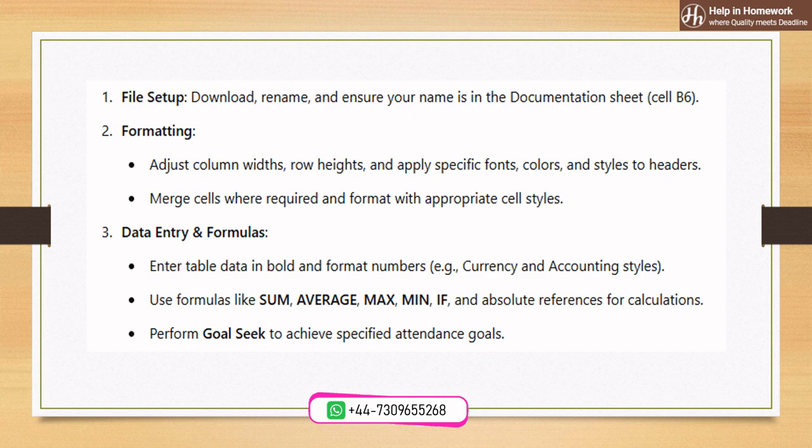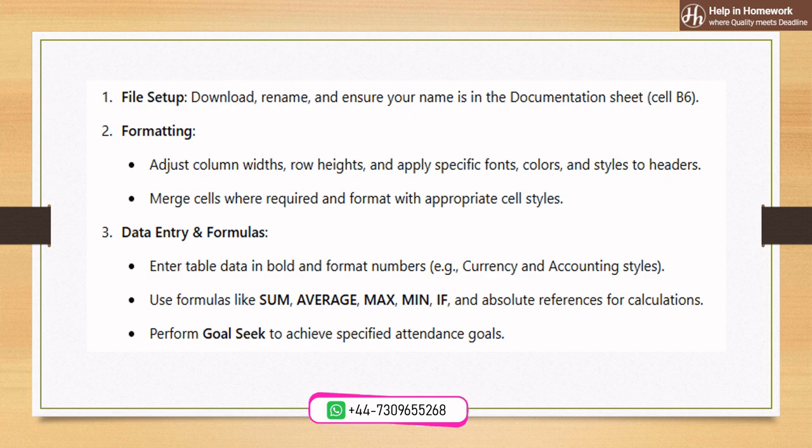Step 1. File setup: download, rename, and ensure your name is in the documentation sheet, cell B6. Step 2. Formatting. Adjust column widths, row heights, and apply specific fonts, colors, and styles to headers. Merge cells where required and format with appropriate cell styles.